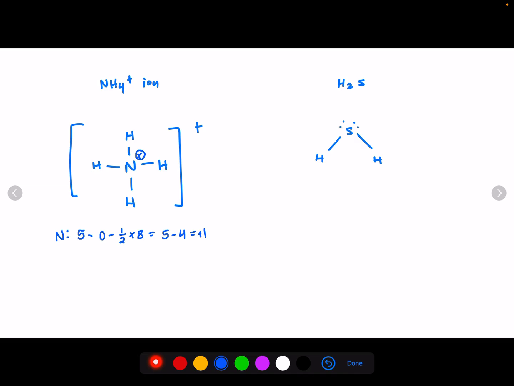Now, if you were to calculate it the easier way, with just the number of valence electrons minus the number of lines and dots around the atom, we would quickly see that we have 5 valence electrons and we have 0 dots, but we have 4 lines around the nitrogen. So we also do 5 minus 4, and that equals 1.